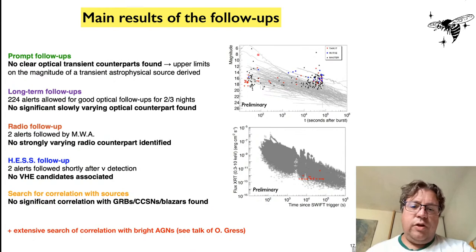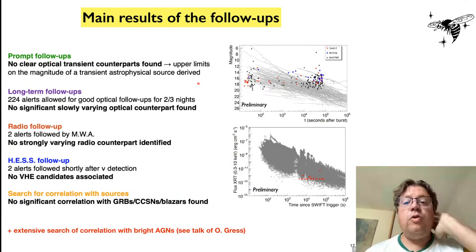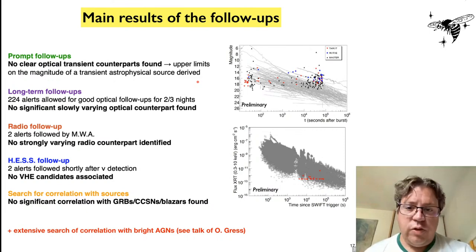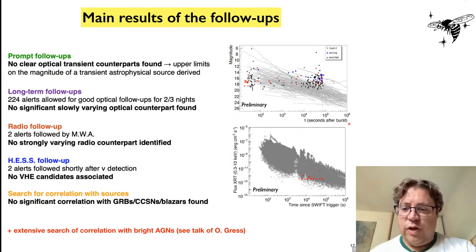So what are the main results of the follow-up? For the prompt follow-up, clearly the main target was the gamma ray burst. That's why we wanted to have an observation as fast as possible. In 2009-10, when we started, gamma ray bursts were one of the best candidates to find some neutrino. And we didn't find any associated counterpart, looking at the gamma ray burst afterglow-like curve. Here, for example, you have the magnitude versus the time.